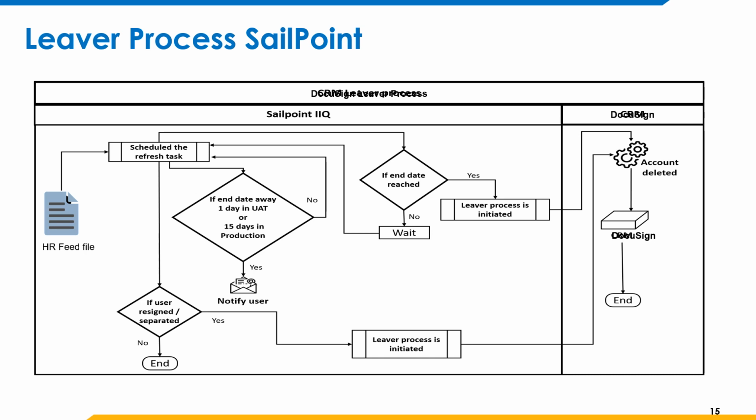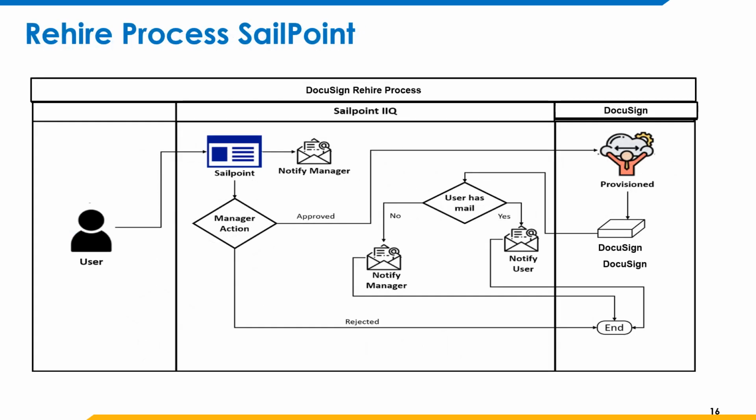In the leaver process, in case the user has separated or resigned, the leaver process is initiated, where the aggregation or refresh task is initiated from IIQ when the appropriate requirement is met with some specific condition. In case of temporary access, the leaver process is triggered once the sunset date, in the sense the expiry date, is reached or passed. The user is notified when the end date is 15 days away from the leaver process being triggered. Once he reaches the end date, the access to the DocuSign application for the user is soft deleted and removed effectively from the day of separation. Once the access is removed, the leaver process is completed.